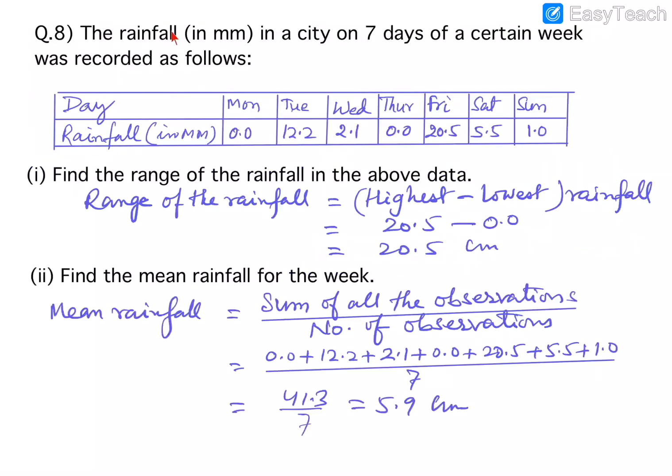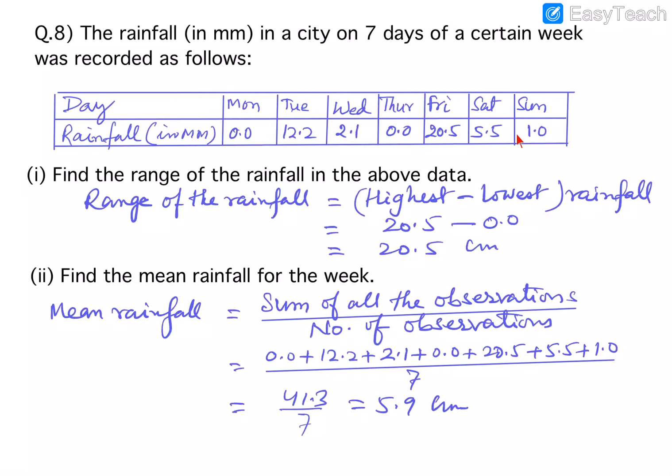Question number 8. The rainfall in millimeter in a city on 7 days of a certain week was recorded as follows. Monday 0 millimeter, Tuesday 12.2 millimeter, Wednesday 2.1 millimeter, Thursday 0, Friday 20.5 millimeter, Saturday 5.5 and Sunday 1 millimeter rainfall has been recorded. Now find the range of the rainfall in the above data.